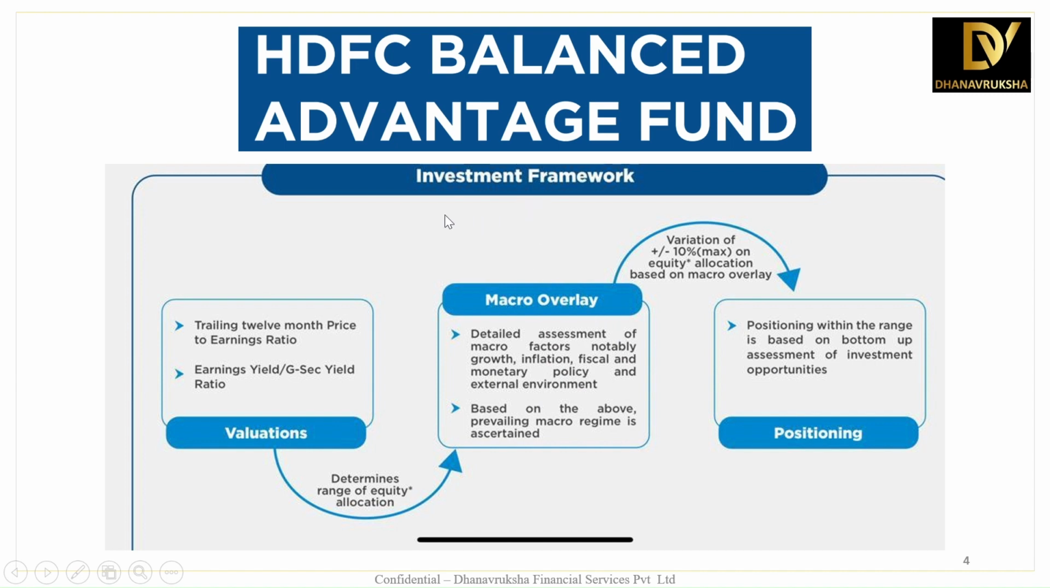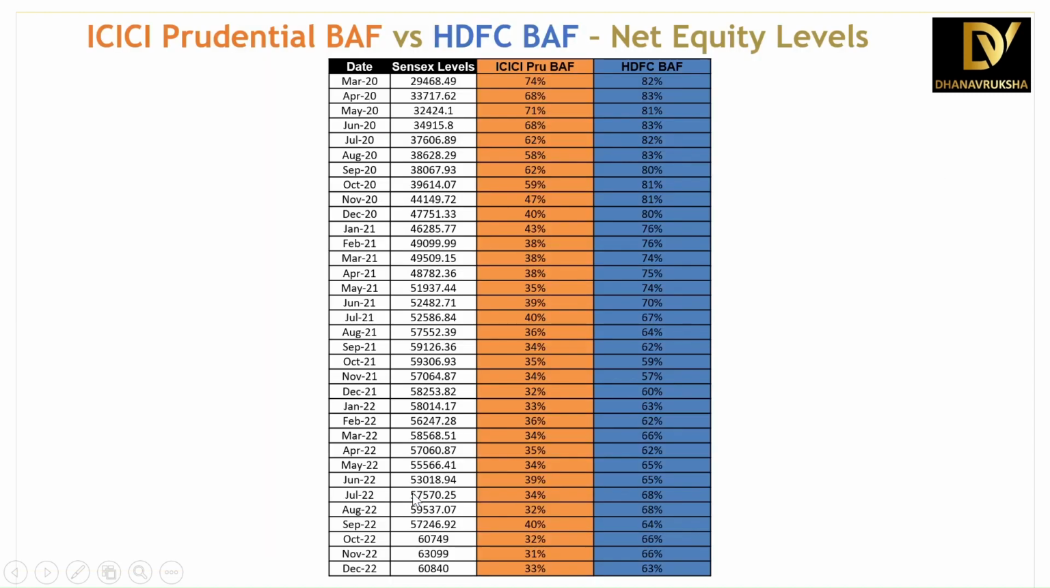The next picture shows the way the fund operates, which is how HDFC Balanced Advantage Fund operates, and how the equity valuations are arrived at. The trailing 12-month price to earnings ratio and the earnings yield to GSEC yield ratio collectively, based on which the equity valuations are derived by HDFC, and accordingly the equity exposure the fund has to take is decided.